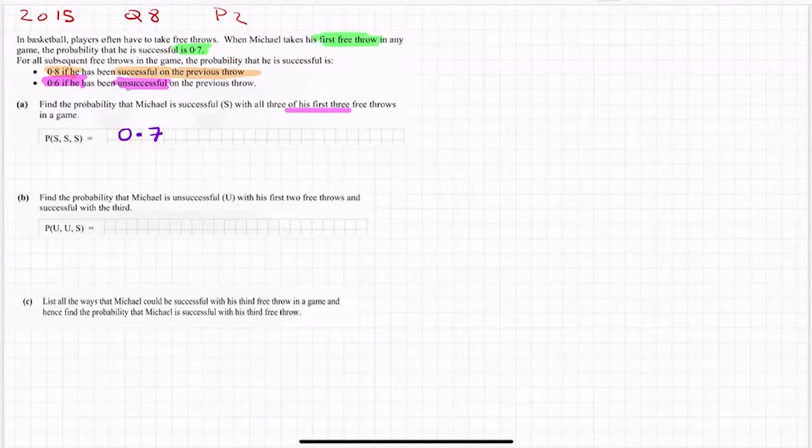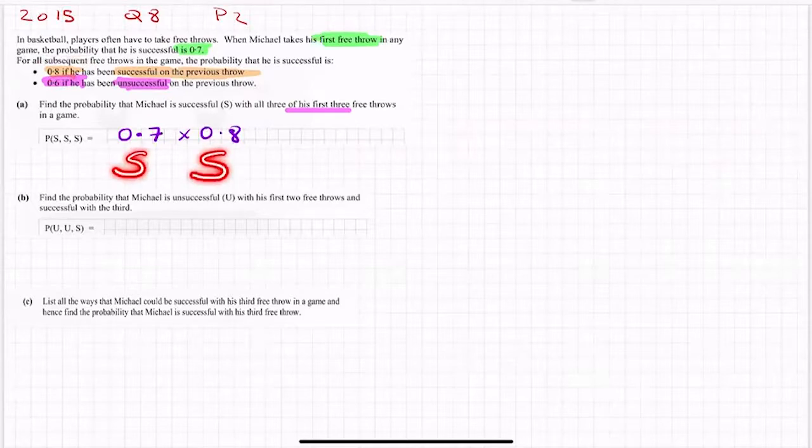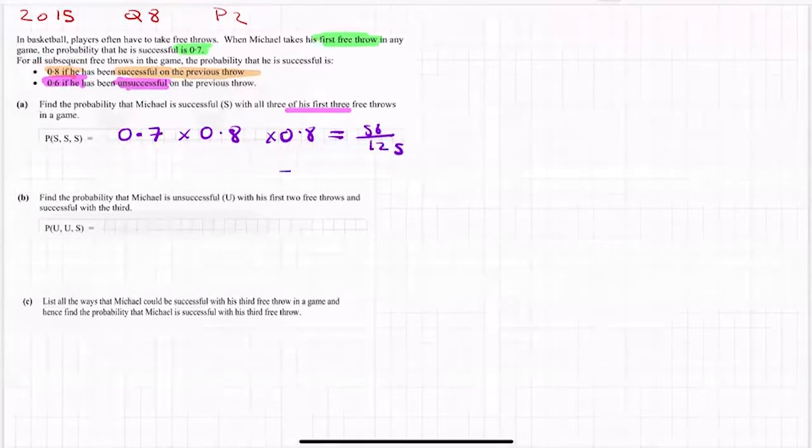He's successful with all three. So he was successful in this one, so therefore his next one will be 0.8. His confidence is up, so he is more successful now on his throw. He was successful here, successful here, so again it'll be another 0.8 for that throw. And let's put that into the calculator, 0.7 by 0.8 by 0.8, and I'm getting 56 over 125, or if we change it to a decimal, whichever way you want, 0.448.